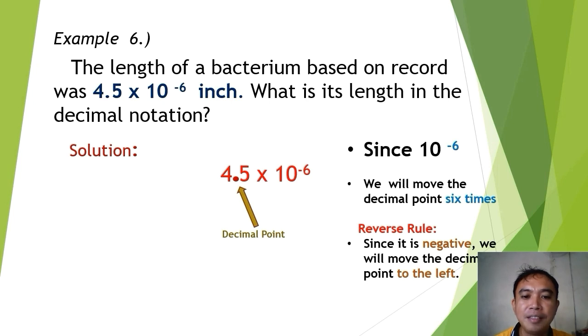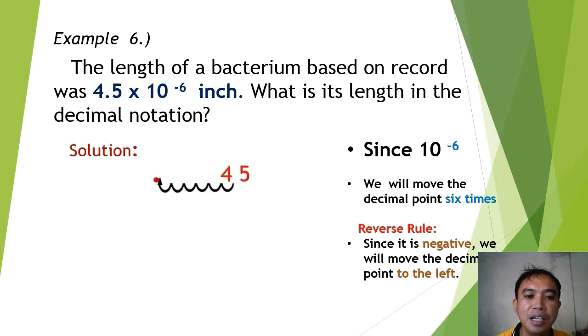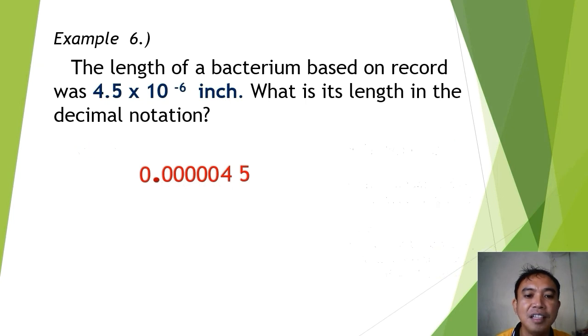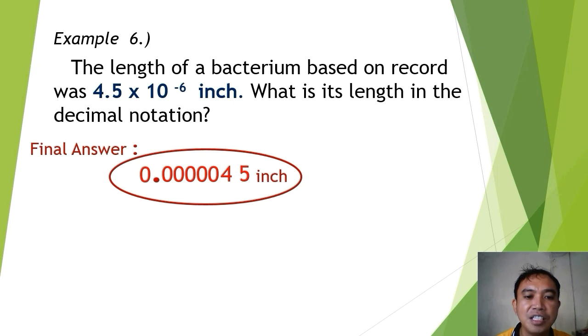So locate your decimal point, move it 6 times to the left. 1, 2, 3, 4, 5, and 6. So you move our decimal point here, and for each decimal place, we add 0. Presto! You now have your final answer, 0.000045 inch.